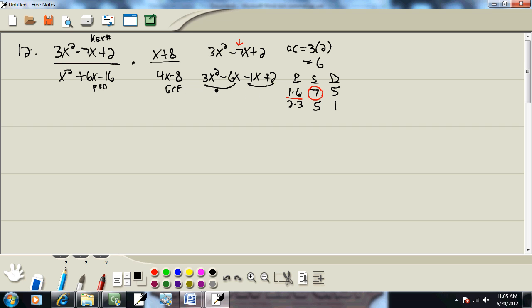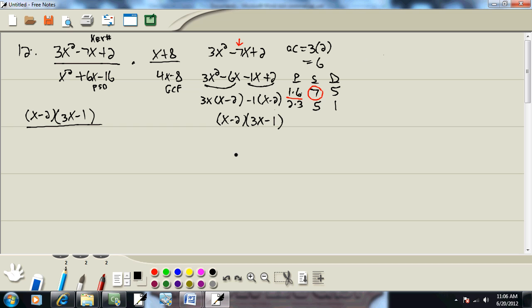Then we factor by grouping. The first two terms have a 3x in common. Leaves me an x minus 2. Last group has nothing in common, but my first term's negative, so you factor out a negative 1. And that leaves me x minus 2. So this factors as x minus 2 times 3x minus 1. There we go.